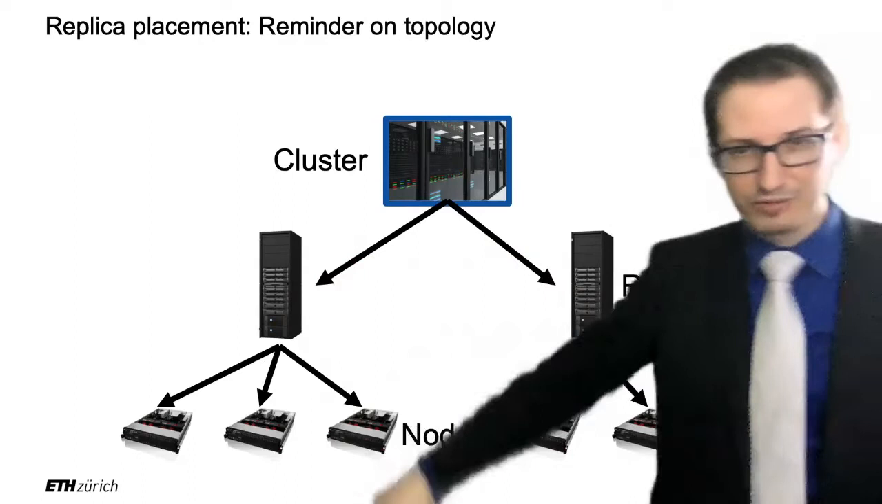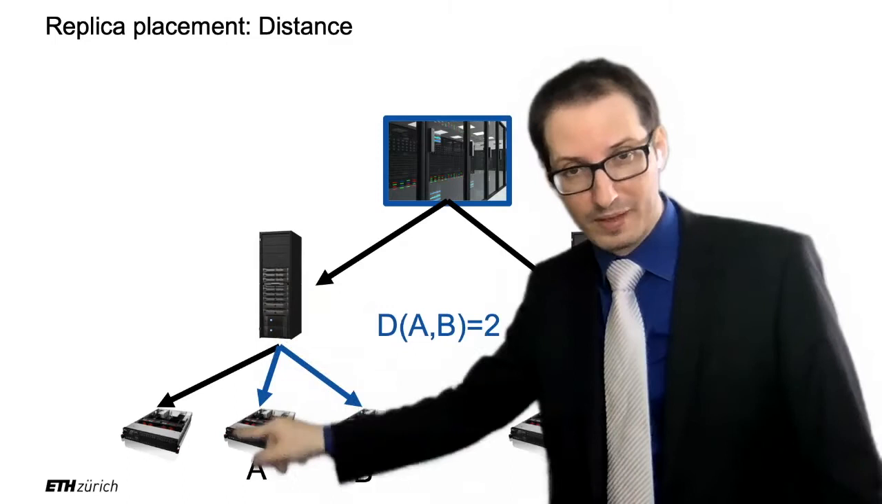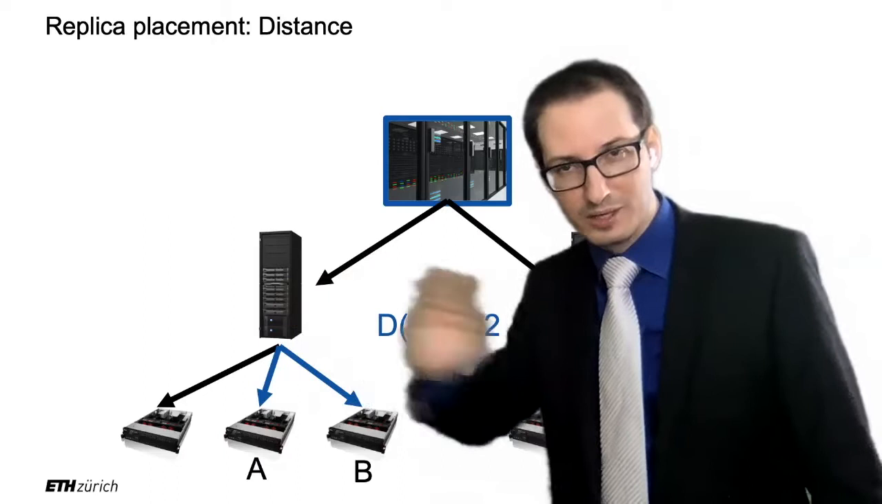So now we can talk about the notion of distance. This node and this node are very close to each other, right? They are in the same rack right here, right? So we can say the distance is 2. It's basically the number of edges that you need to cross in either direction to go from one to the other. So 1, 2. So the distance is 2.